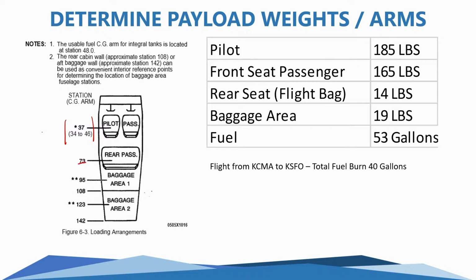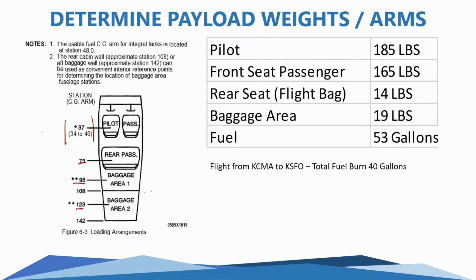We have 73 for our rear passengers or anything that happens to be in the rear seat. We've got the baggage area, which is at 95. The 108 is just telling us that at 108 inches, that's the end point for area 1 and the start for area 2. And then the very tail end is 142, which is the end of baggage area 2. So these are the values that we're going to use.